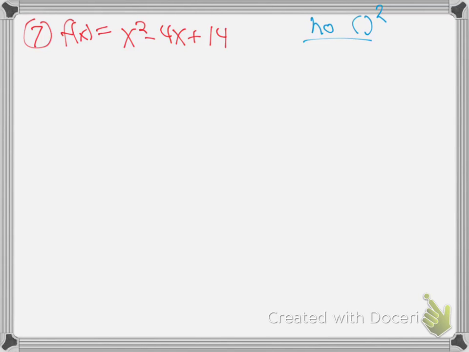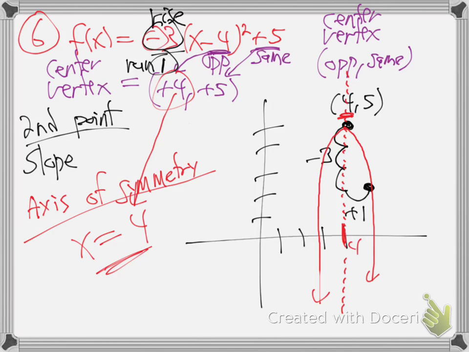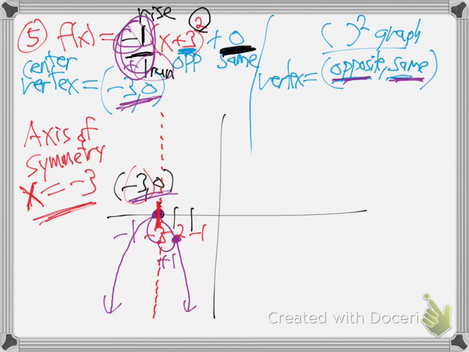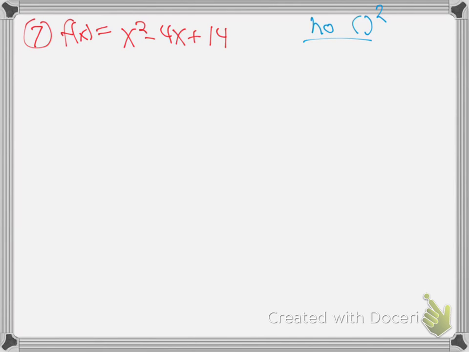Okay, so now for this one, this has no parentheses squared. See how it does not have a parentheses squared? The last problems, number 5 and number 6, had parentheses squared. This one has no parentheses squared. Well, then how do you find the center vertex when it doesn't have parentheses squared?